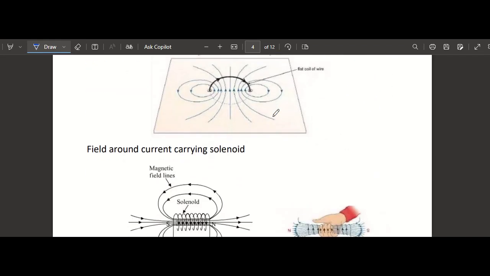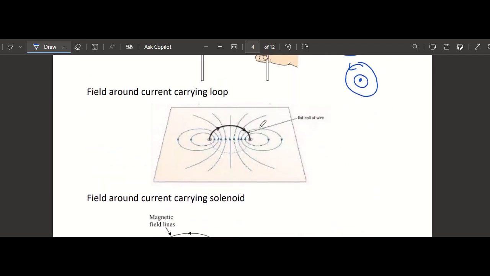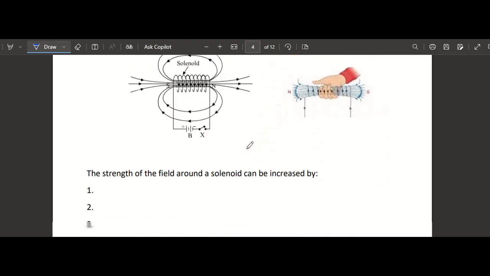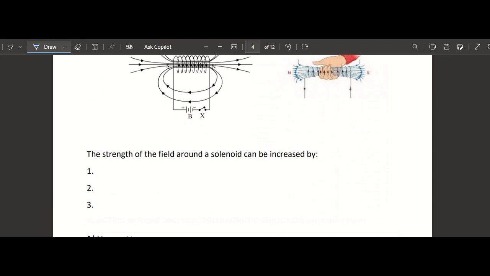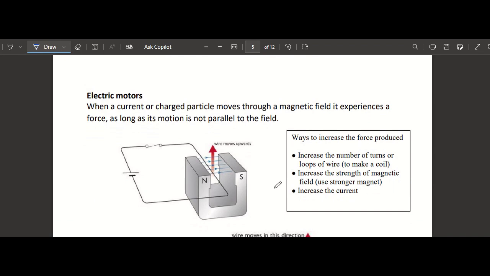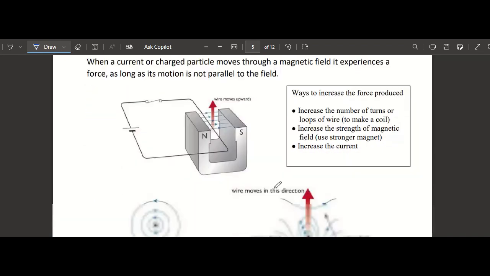So this is what we discussed last: field lines around the current carrying loop and the field lines around the solenoid. We also discussed that the magnetic field in a solenoid can be increased. How can we increase that? That we have also discussed: increase the current, increase the number of turns, or wind it into a solenoid just like that. Then we discussed electric motors. I will come back to this one later, and skip it for now.